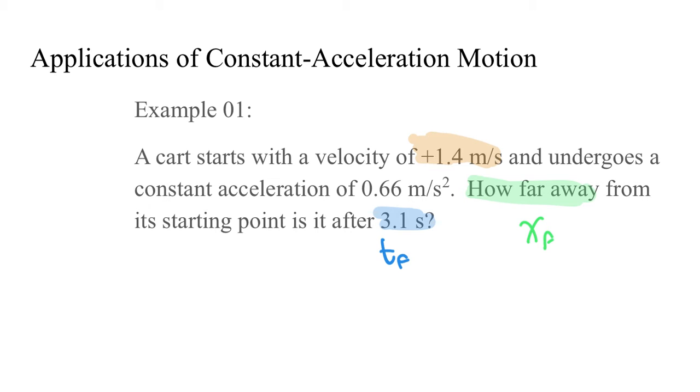So let's do the different colors. So this is v0, and then we're given this, and that is our acceleration a.